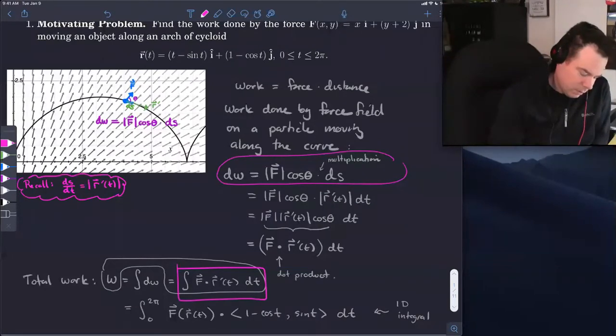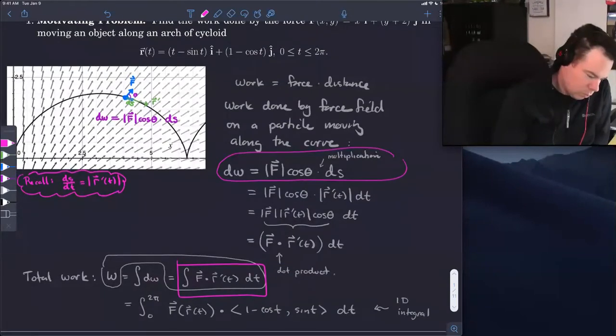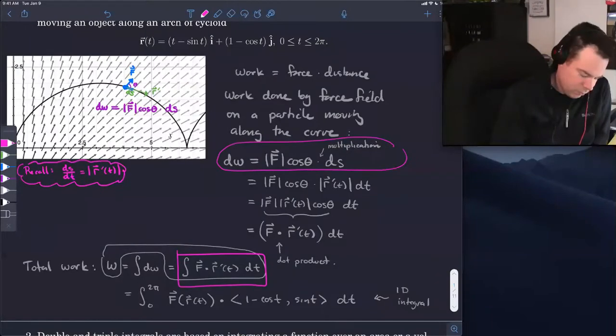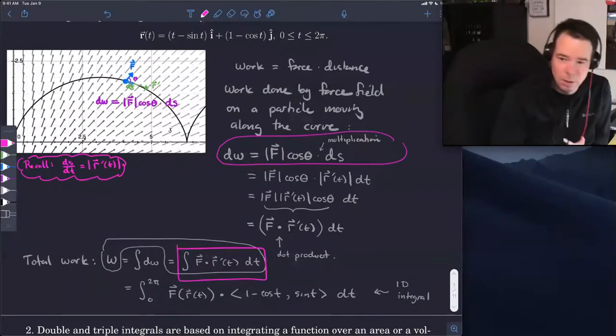These are known as line integrals or path integrals of a vector field. And they are one-dimensional integrals. There's only one variable of integration. So that's the key here, is we're integrating over a curve. So along the curve, we're computing an integral.